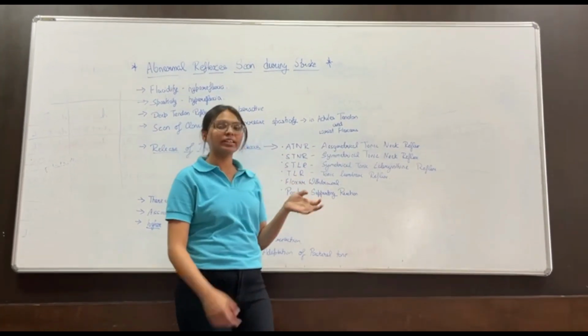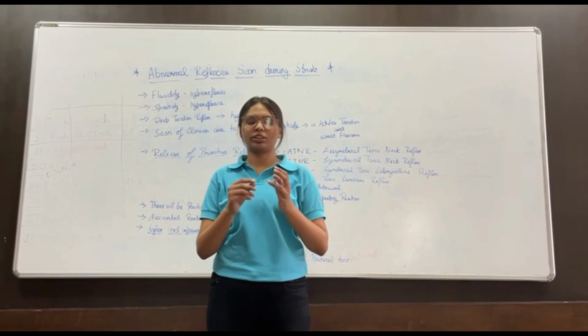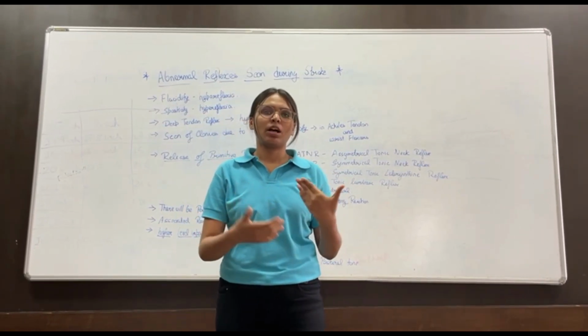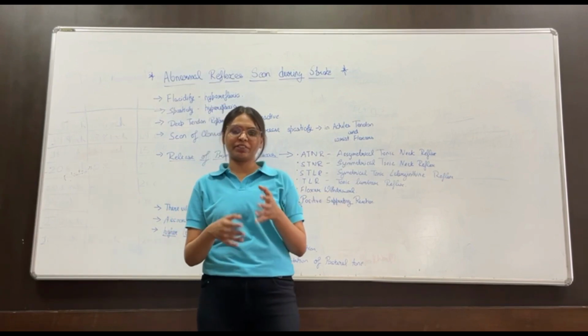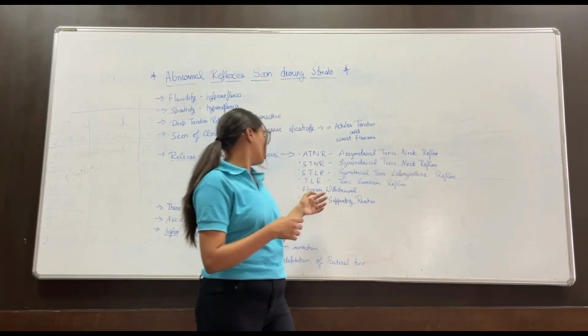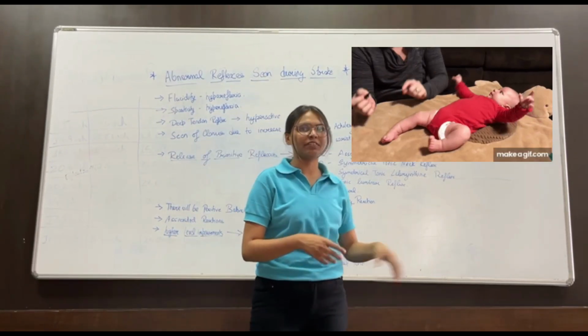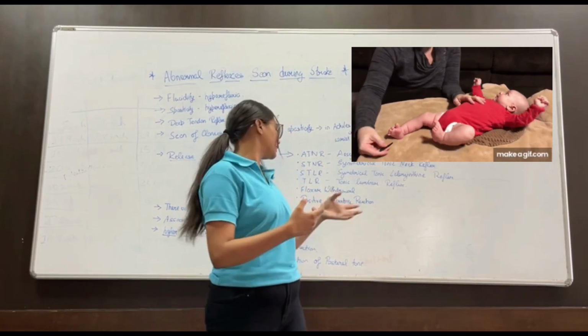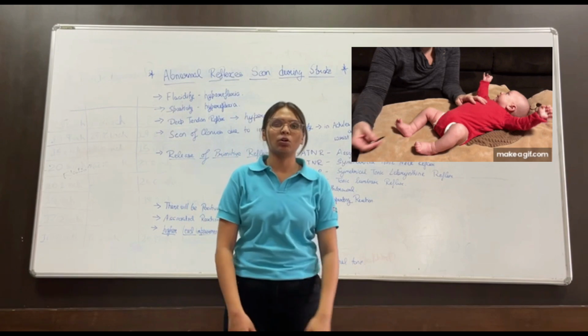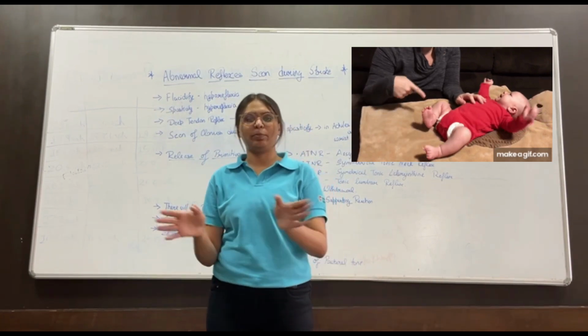Flexor withdrawal: when a stimulus is applied to the sole of the foot, there will be immediate hip and knee flexion seen. In the positive supporting reaction, pressure applied at the bottom of the foot will lead to the lower limb going rigid like a pillar.